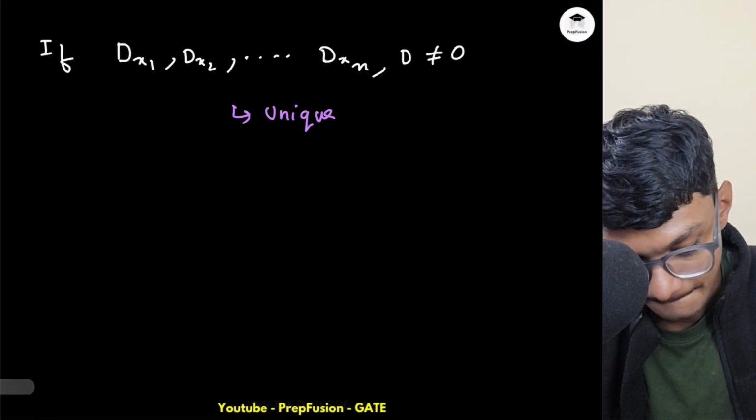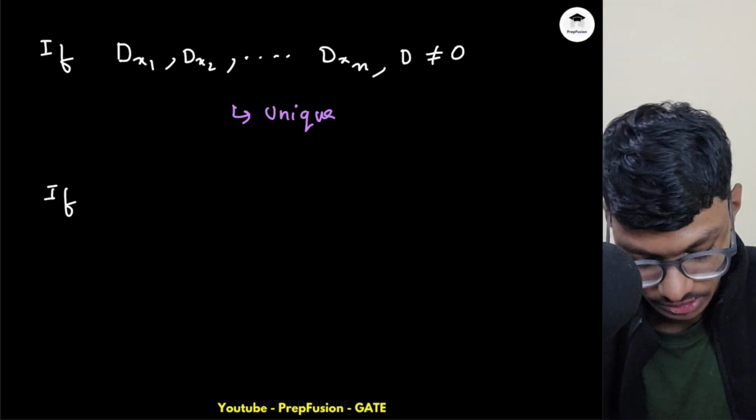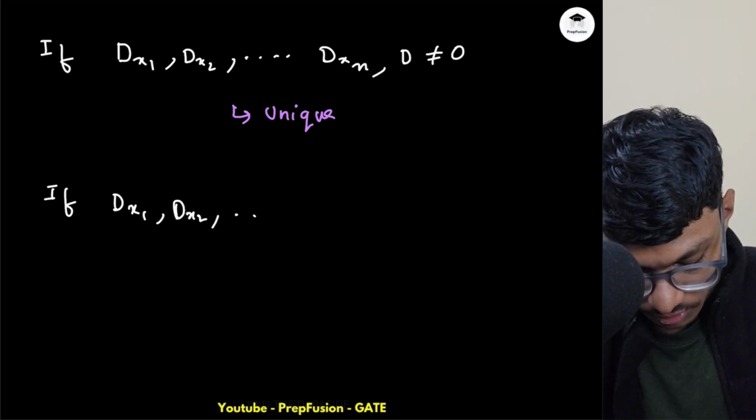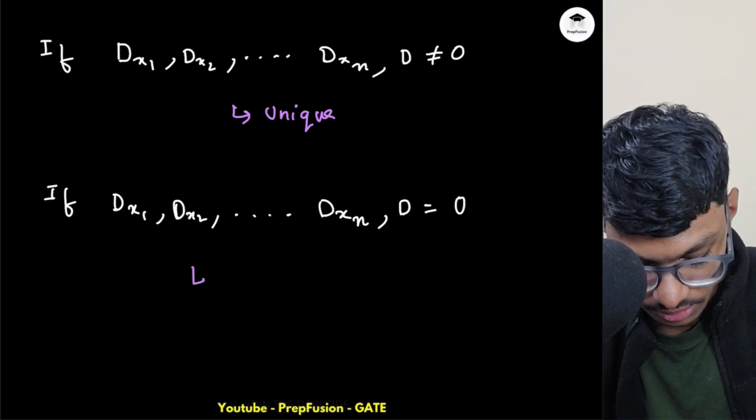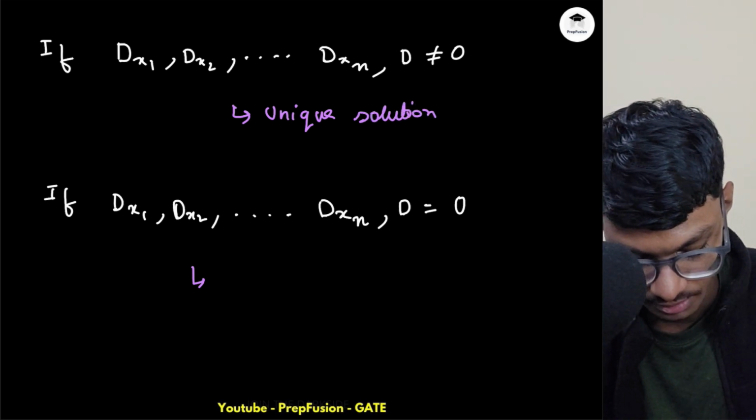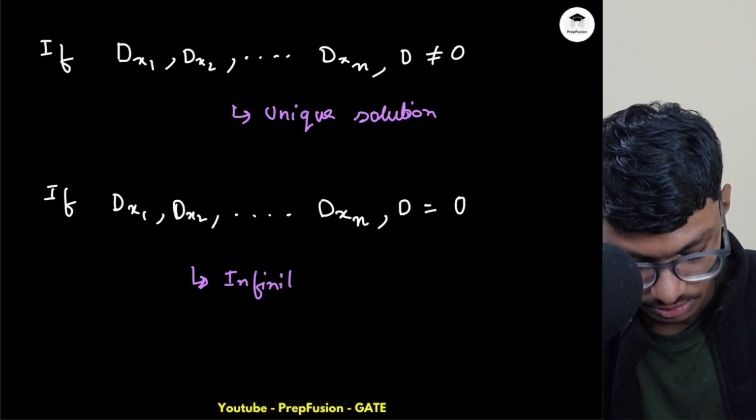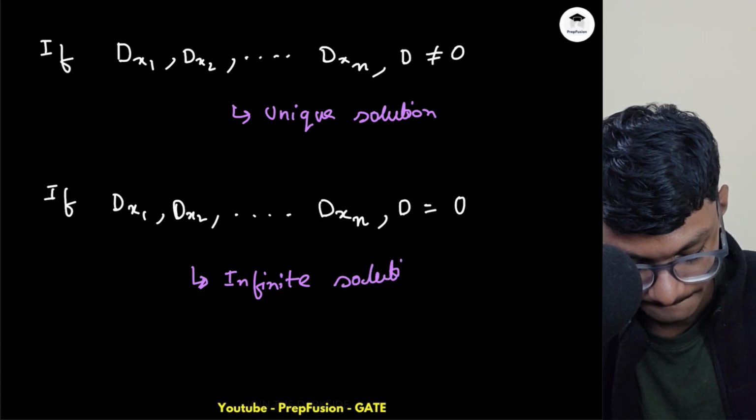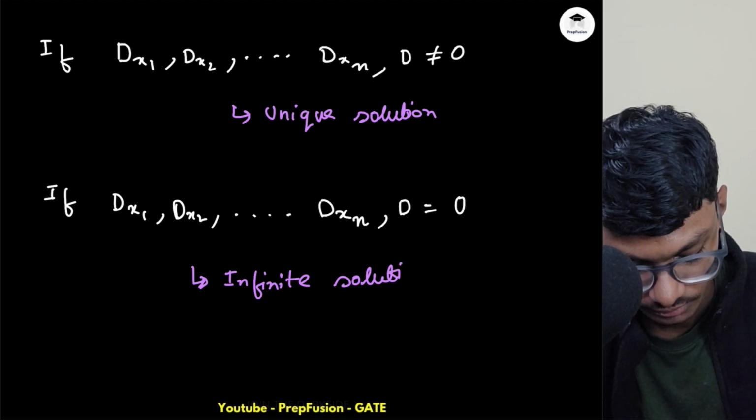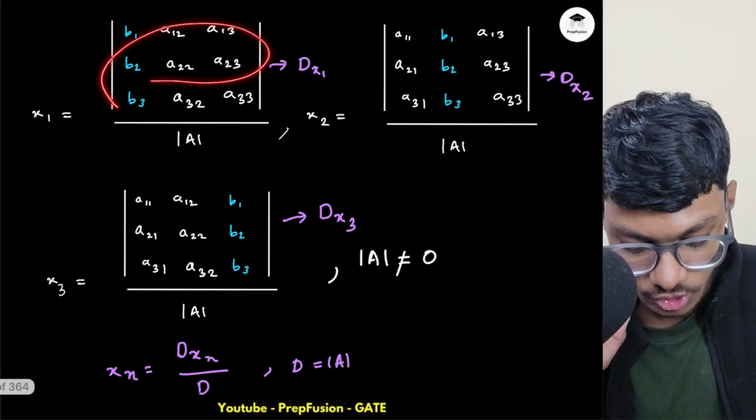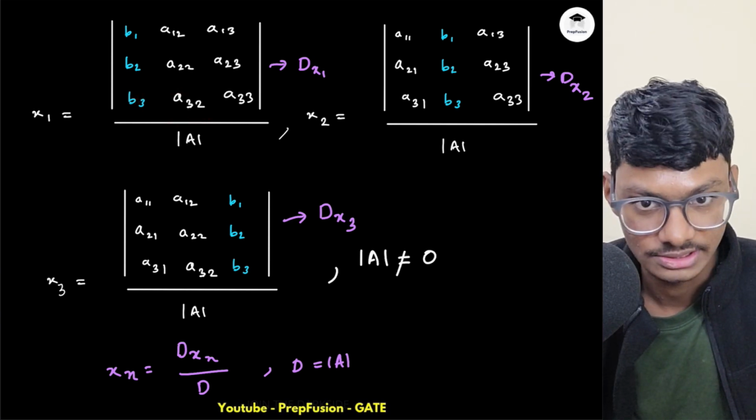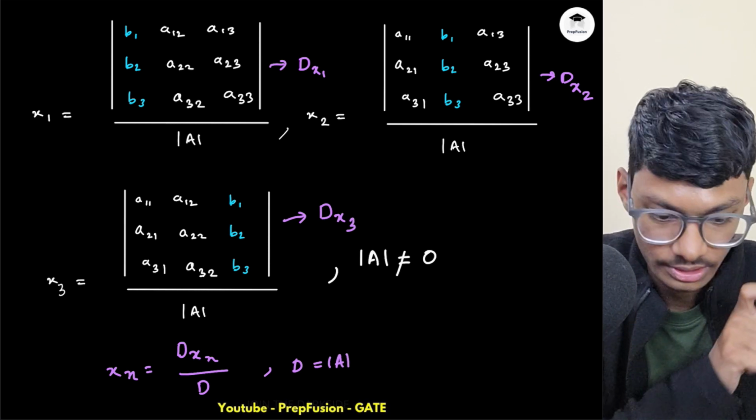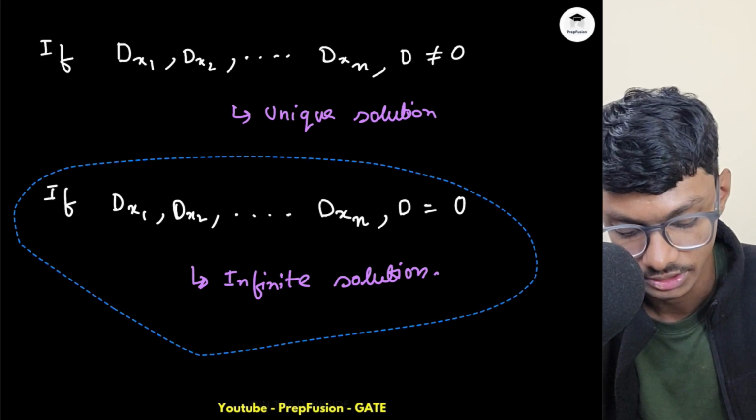Now, I won't prove anything here, I'll just talk about it. If Dx1, Dx2, and so on up to Dxn are all equal to zero, then we have infinite solutions. This is a unique solution, and this is infinite solutions. Why is this the case? We're getting a 0 by 0 format, something like the L'Hospital format. They will try to cancel each other, hence if we apply limits, we'll get infinitely many solutions. You can remember it like that. I'm just trying to show you the intuition, not proving anything.